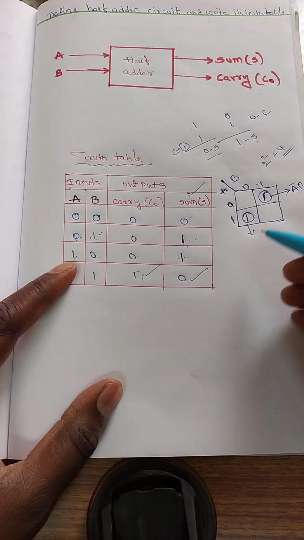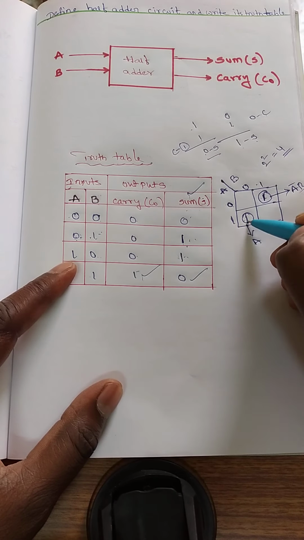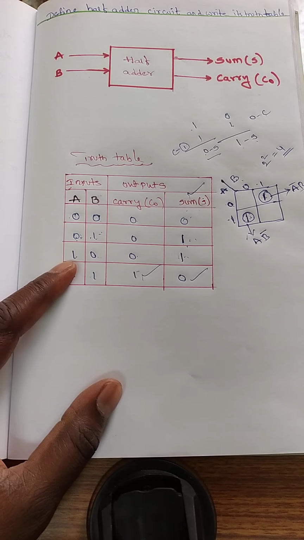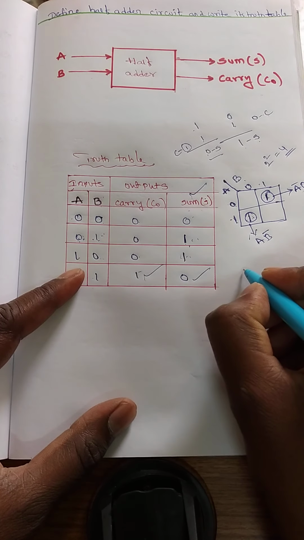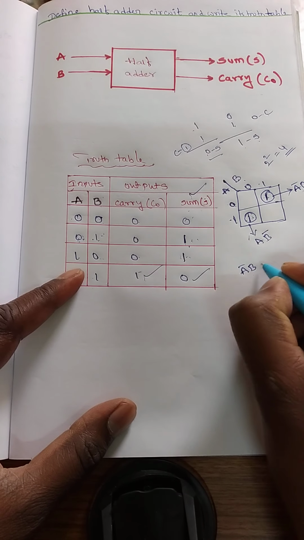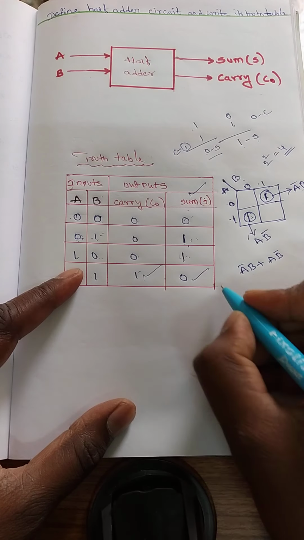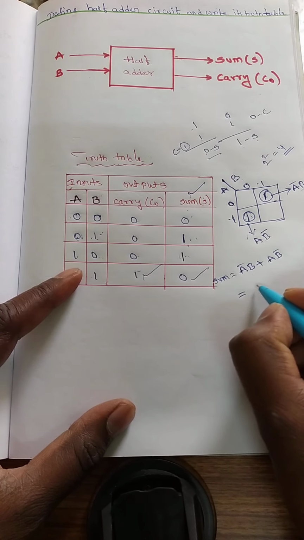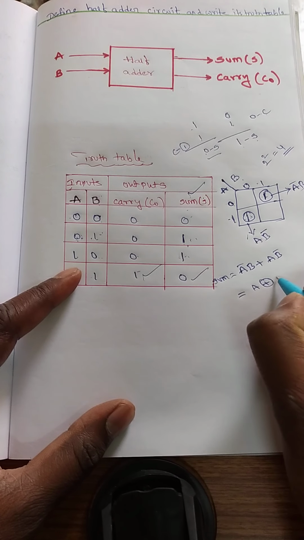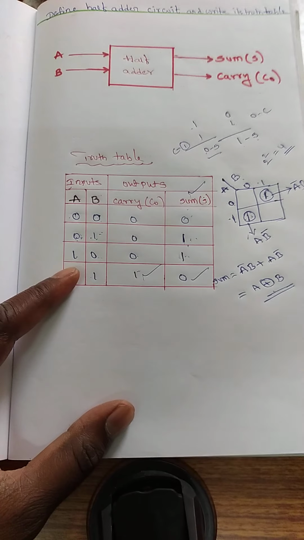A is 1 means A. B is 0 means B bar. So we got an expression. Total expression is A bar B plus A B bar. Okay, that is an expression for sum. This can be, again we can retain it as A XOR B. Okay, you can draw this expression.